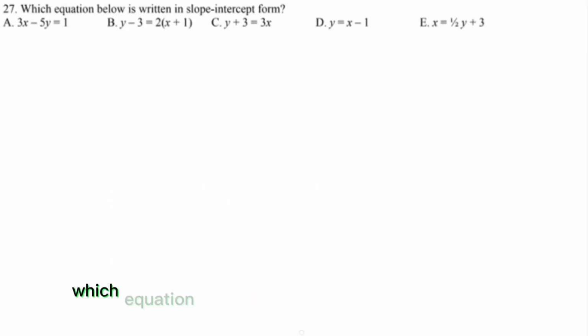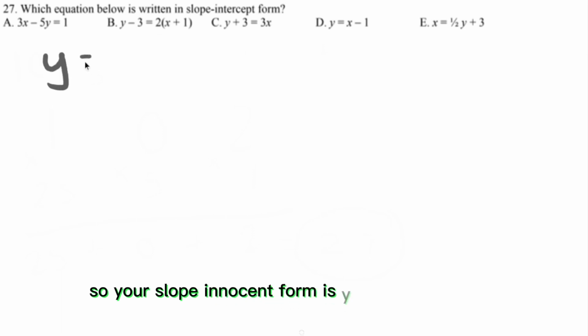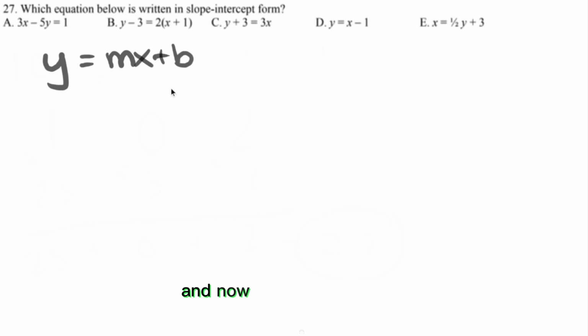Which equation below is written in slope-intercept form? So your slope-intercept form is y equals mx plus b. And now that you know that, let's look at our answer choices. A. 3x minus 5y equals 1. That is not it. That's written in standard form. B. y minus 3 equals 2 times x plus 1. That is not it. That's written in point slope form.